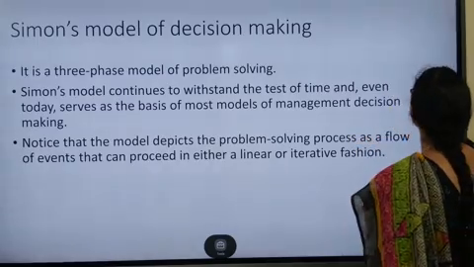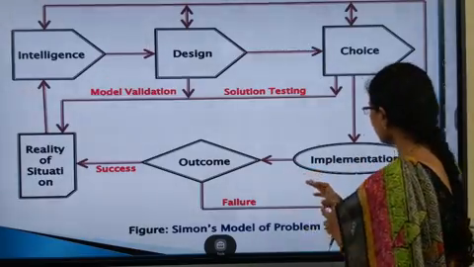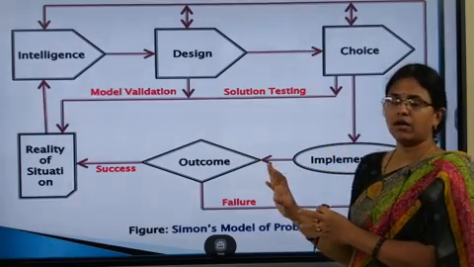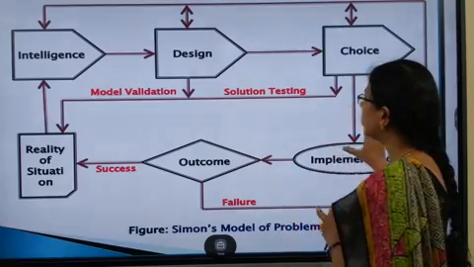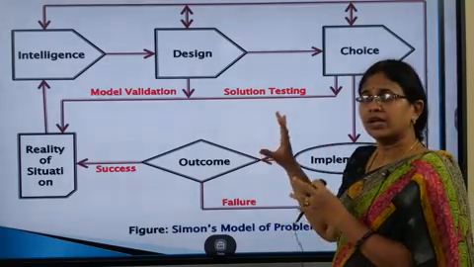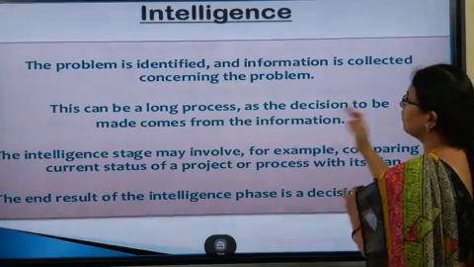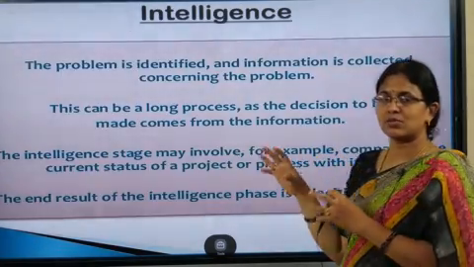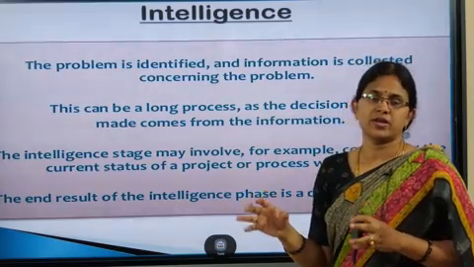So let's go to the phases. What are the phases that are there in this? This is the final picture which directly replicates how Simon's decision making model will work. We will come to this later. First we will discuss what is the intelligence phase, what is the design phase, and what is the choice phase.